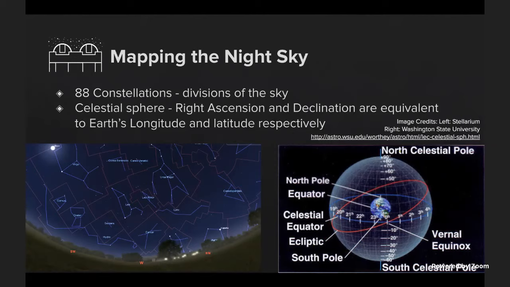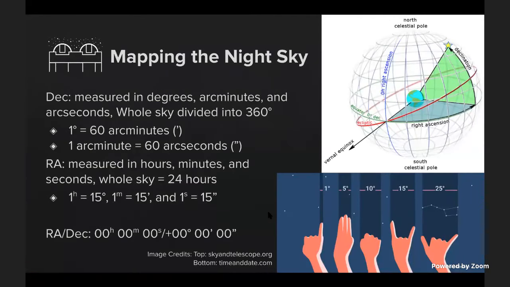The celestial sphere, what we call the whole sky as seen from Earth, is mapped in a similar way to locations on the Earth. Objects on the celestial sphere are given coordinates with a right ascension and declination, which are equivalent to longitude and latitude respectively. Locations in the sky are measured in terms of degrees.